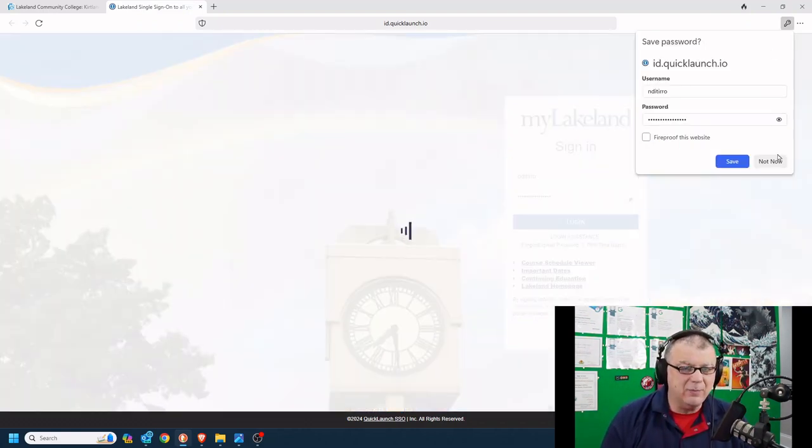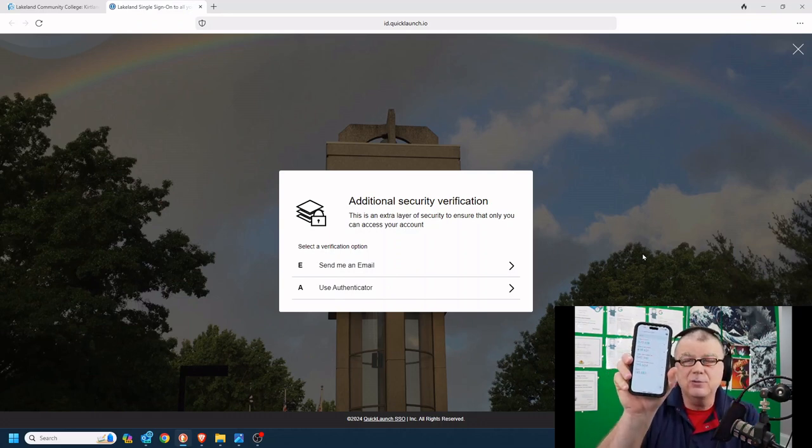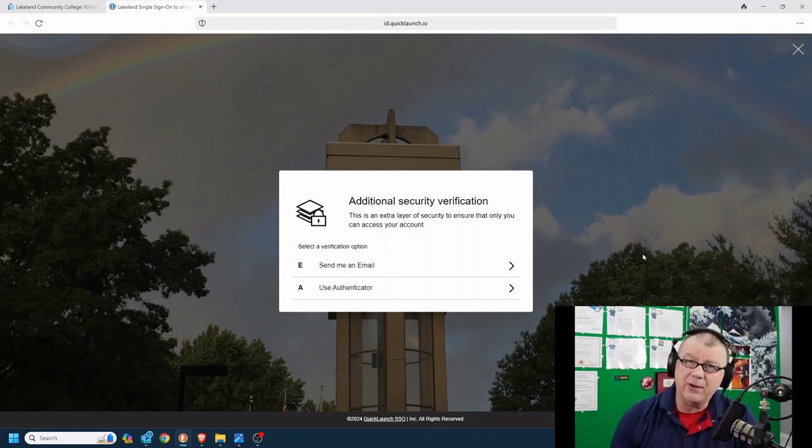I'm not going to save the password. Now we get into the two-factor authentication. Now with the two-factor authentication, I'll hold up my screen real quickly. I use the Google Authenticator app.